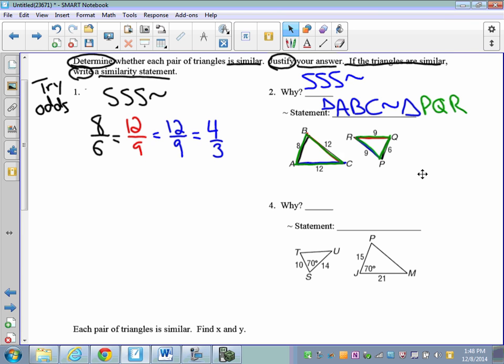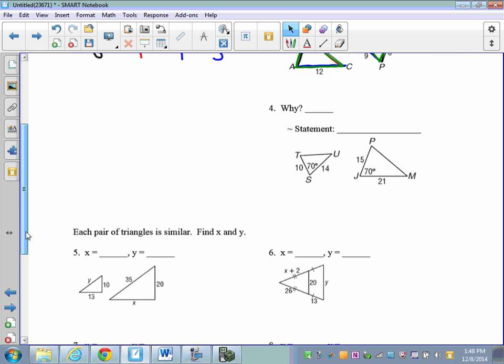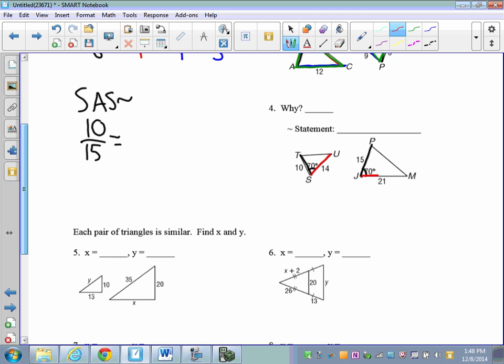Let's try number 4. These look like they should be similar by side angle side similarity. We're given the included angle, which are S and J, which are the same, and I have the side surrounding it. So the short side is 10 over the short side 15. Does 10 over 15 equal 14 over 21?